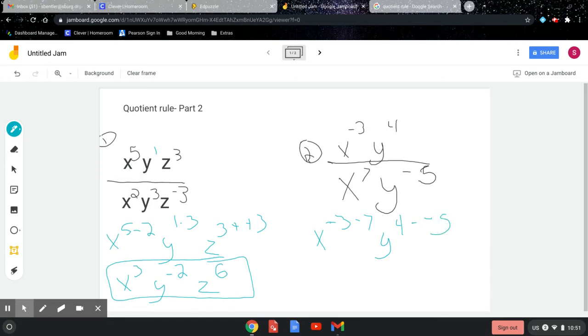Okay, I have negative 3 minus 7. This is not a positive. This does not change to a positive because it's not a double negative. So negative 3 minus 7 is going to give me x to the negative 10th. And then this one is a double negative: 4 minus negative 5. So that minus a negative 5 turns to a plus. And I get y: 4 plus 5 gives me 9.